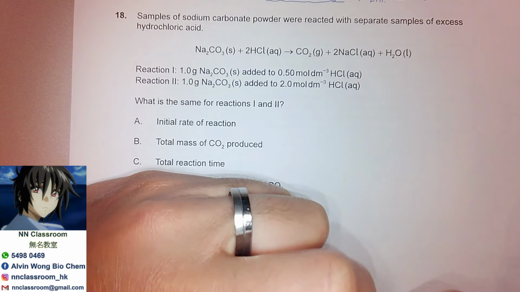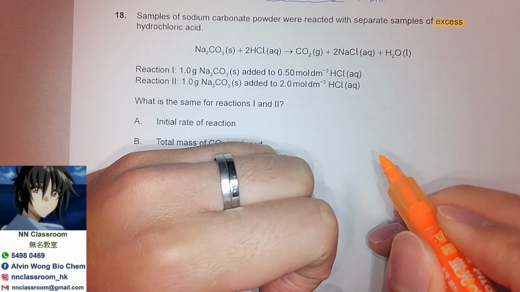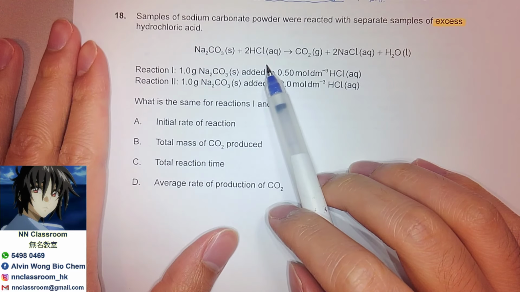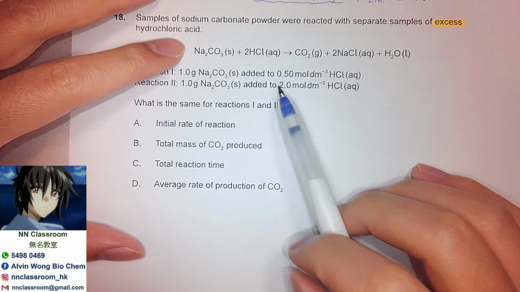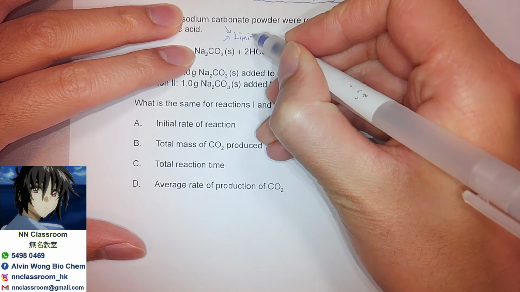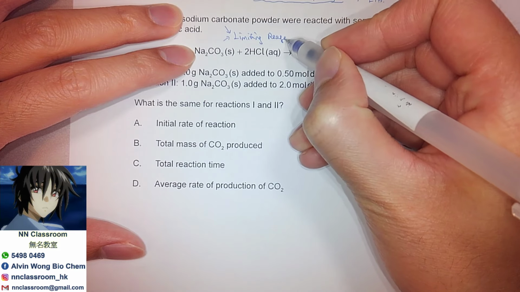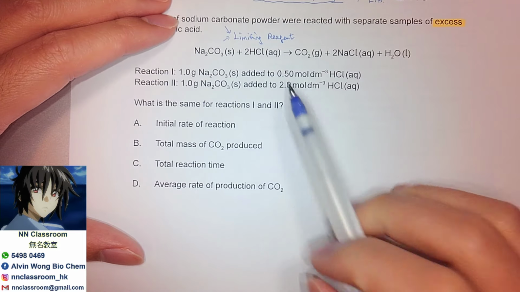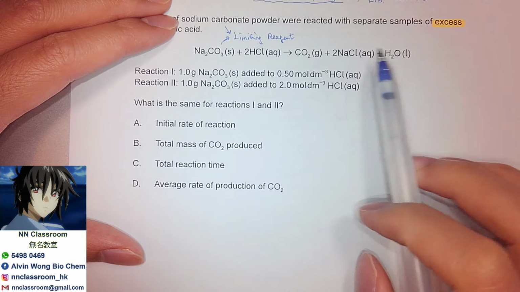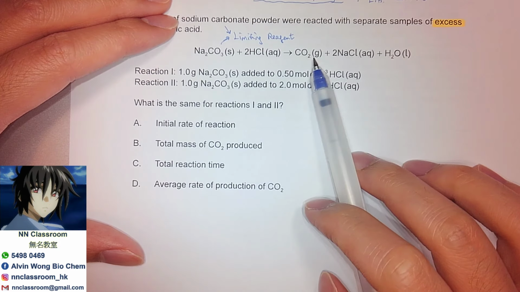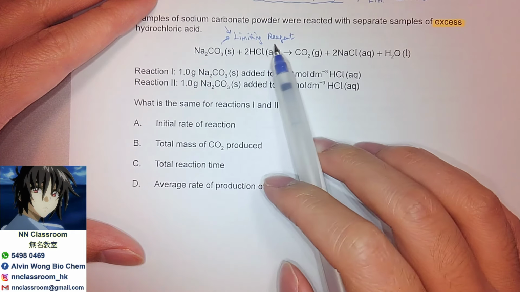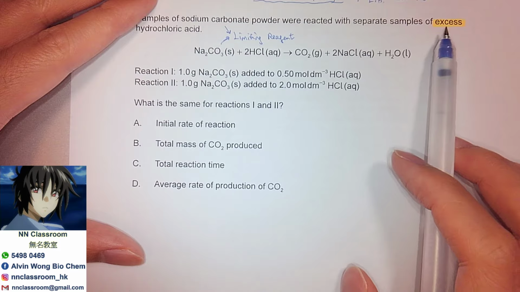The keyword from the first sentence is that these were excess, which means the hydrochloric acid is in an amount that is more than enough. The hidden meaning behind this is that the sodium carbonate will be what we call the limiting reagent. This is a really important concept, because the limiting reagent affects all the stoichiometry for the product. In other words, the amount of product produced will be limited by the amount of limiting reagent that you add in, but not by the excess reactant.